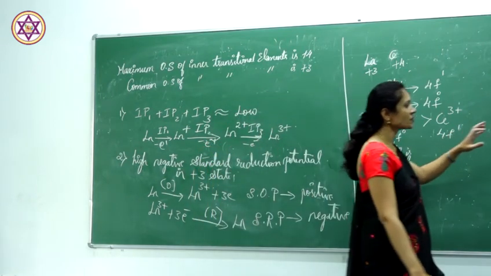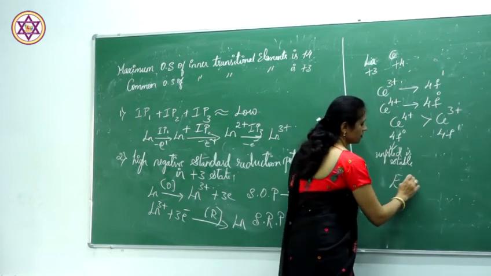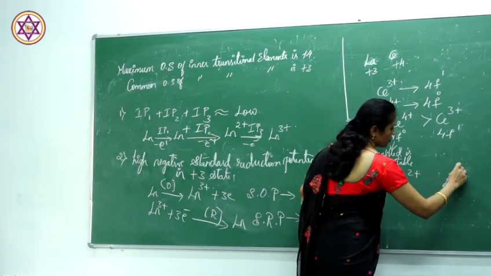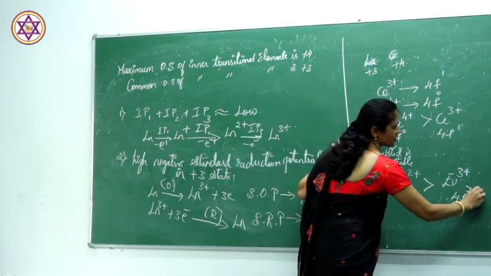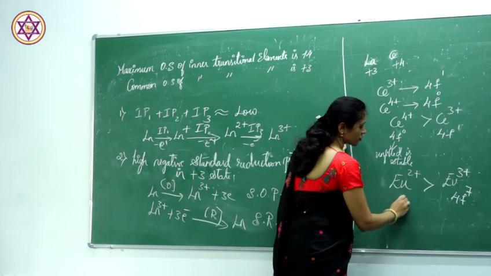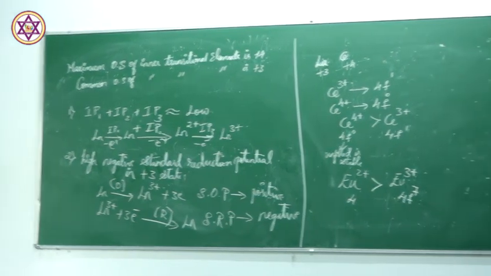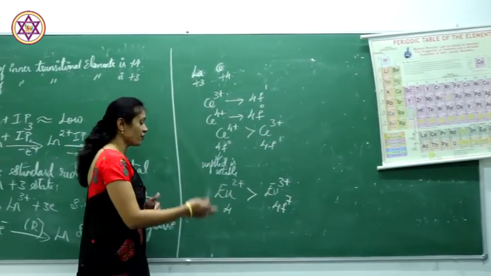Then if I come to europium, europium 2+ is more stable than europium 3+. Why? Here in this electronic configuration, it has 7 electrons: xenon 4f7 6s2. In gadolinium 4f7 5d1, and in europium, terbium, ytterbium, you all should see which state is more stable.